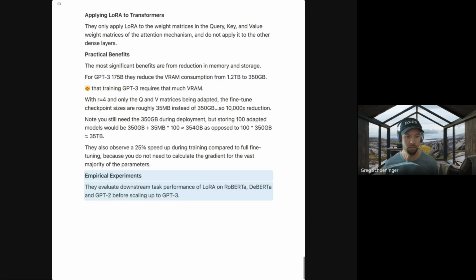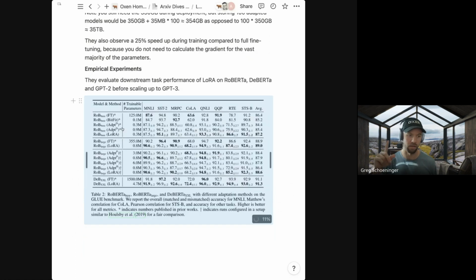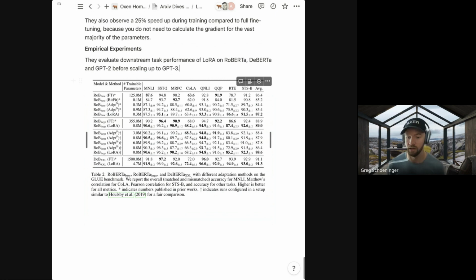Then they ran a bunch of experiments, like I said, on RoBERTa, DeBERTa, GPT-2 and GPT-3. They also compared it to a lot of those methods that you were talking about, Ben. This just looks like a wall of numbers, but LoRA is kind of at the bottom here. And if you see Adapter D, that's the method that you were talking about, Ben, where you add an extra layer at the top or you add adapter layers in between. They show that LoRA on a lot of these tasks performs better than those adapter layers or full fine-tuning. So that's pretty interesting.